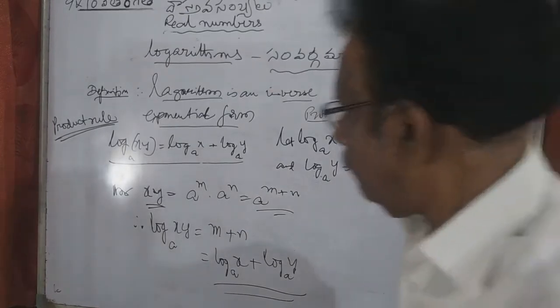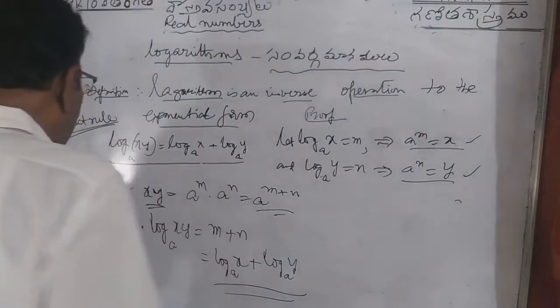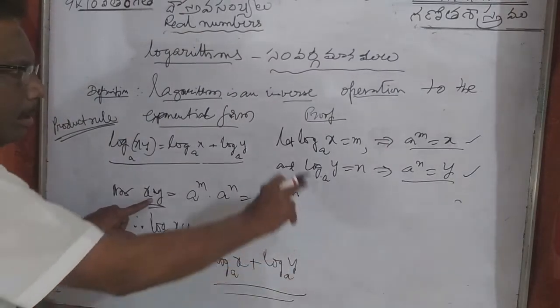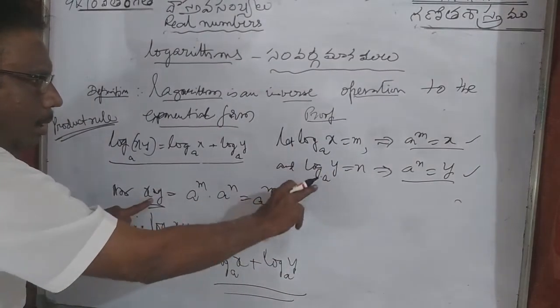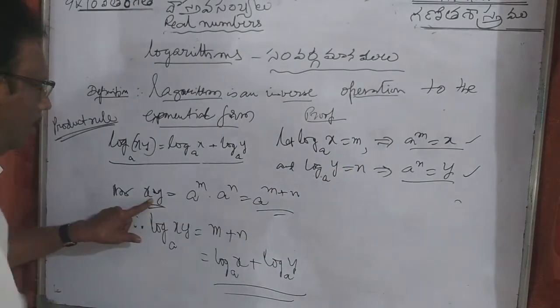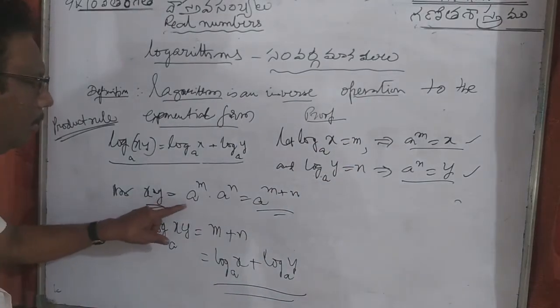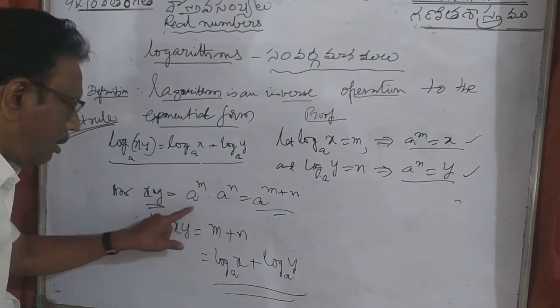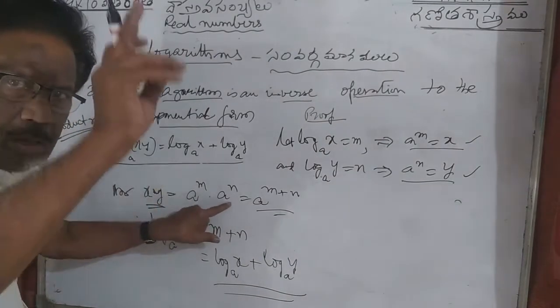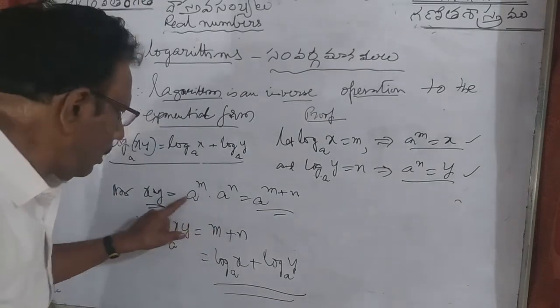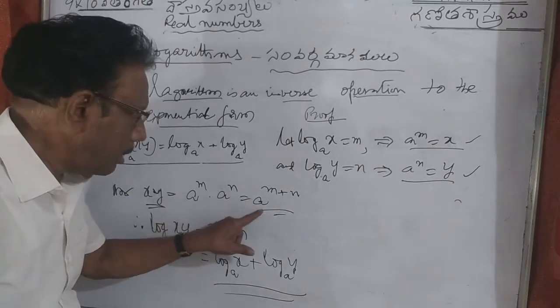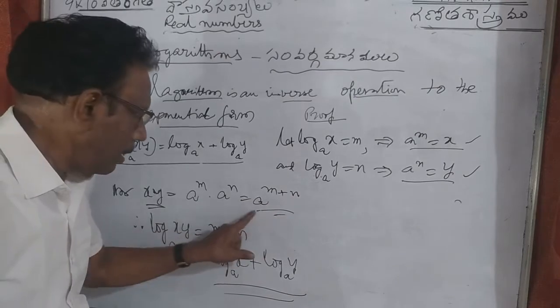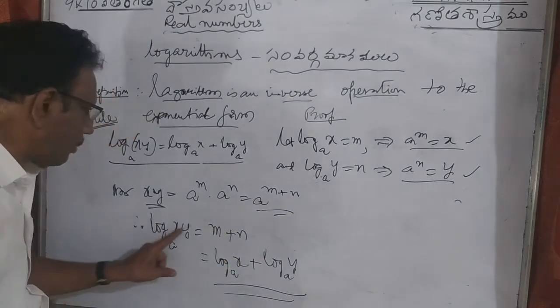Now come here. What do we have? We have xy. xy is equal to, what is x? a to the power of m. What is y? a to the power of n. That is a to the power of m into a to the power of n. See, lots of indices. What is a to the power of m into a to the power of n? It is a to the power of m plus n.